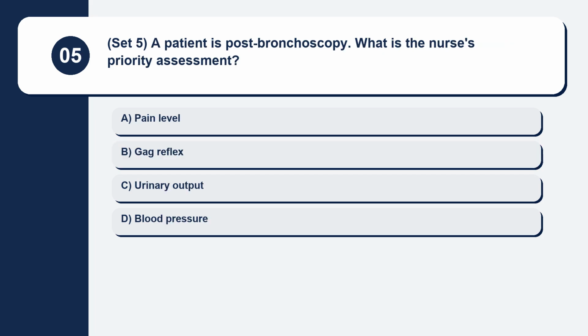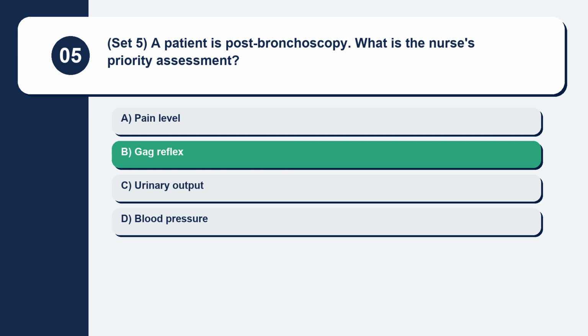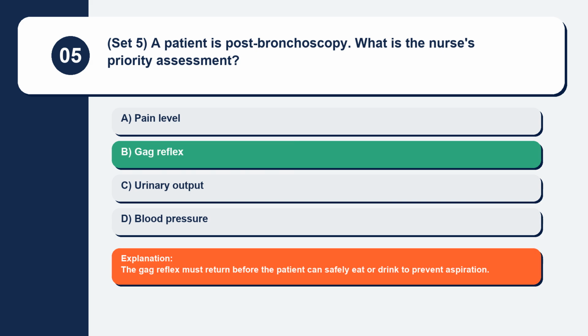Question 5. Set 5. A patient is post-bronchoscopy. What is the nurse's priority assessment? Pain level, gag reflex, urinary output, blood pressure. The gag reflex must return before the patient can safely eat or drink to prevent aspiration.